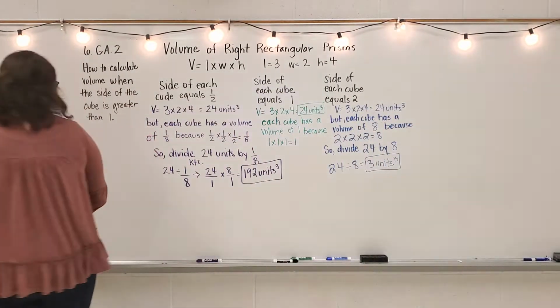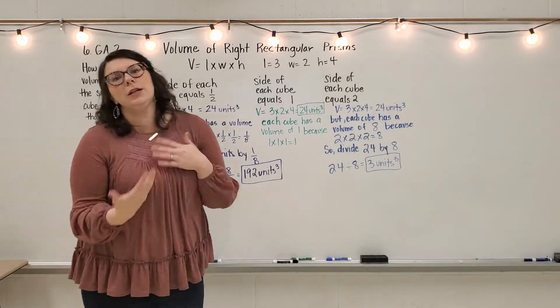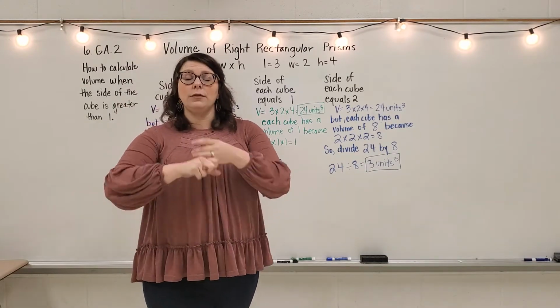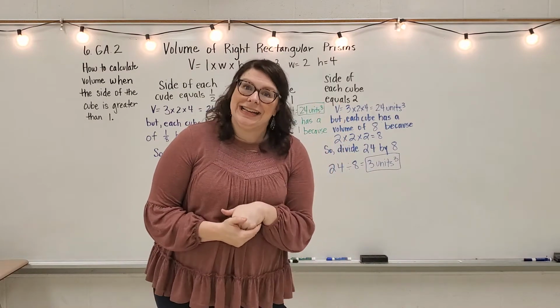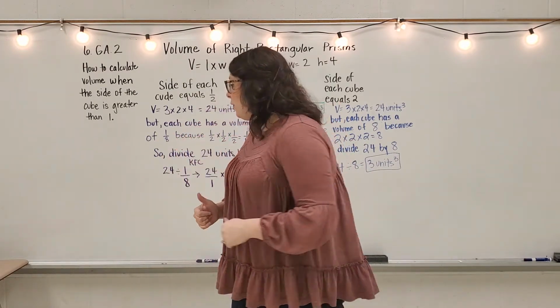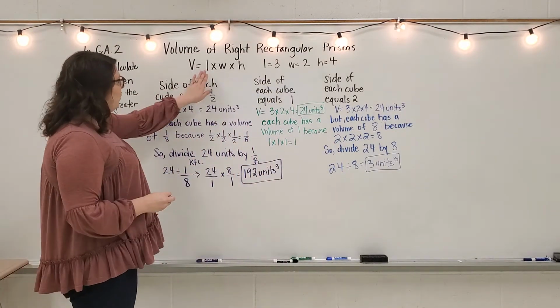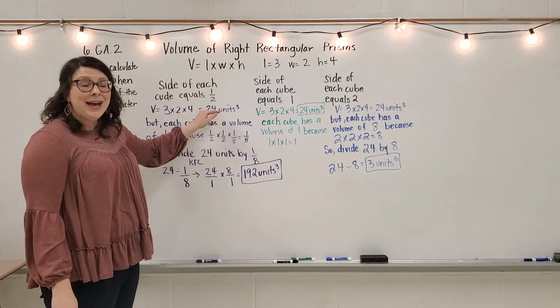Now let's talk about how to do this mathematically. That makes sense in everyday life, but let's talk about how to do it mathematically. Well, you take the volume of your object, your rectangular prism, and you divide it by the volume of each cube. So, for example, in this scenario, our length, width, and height are the same, so it should equal 24 units.